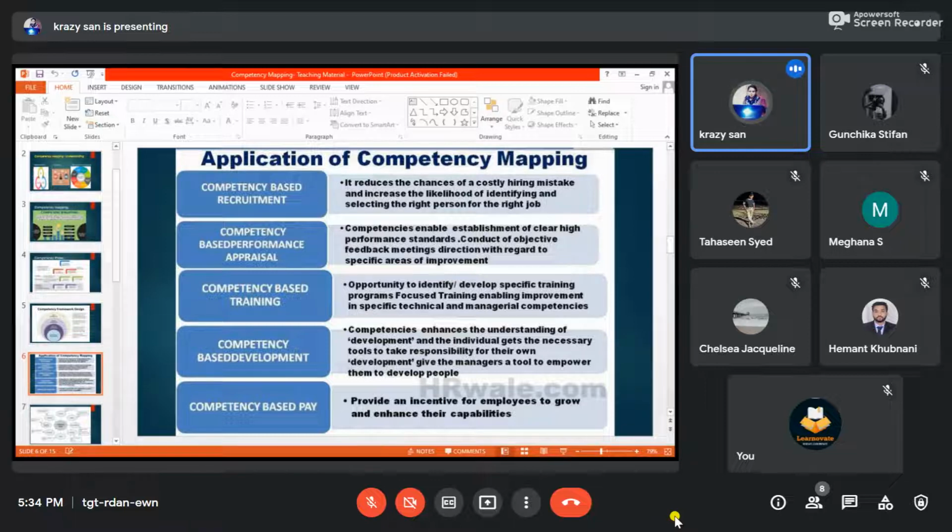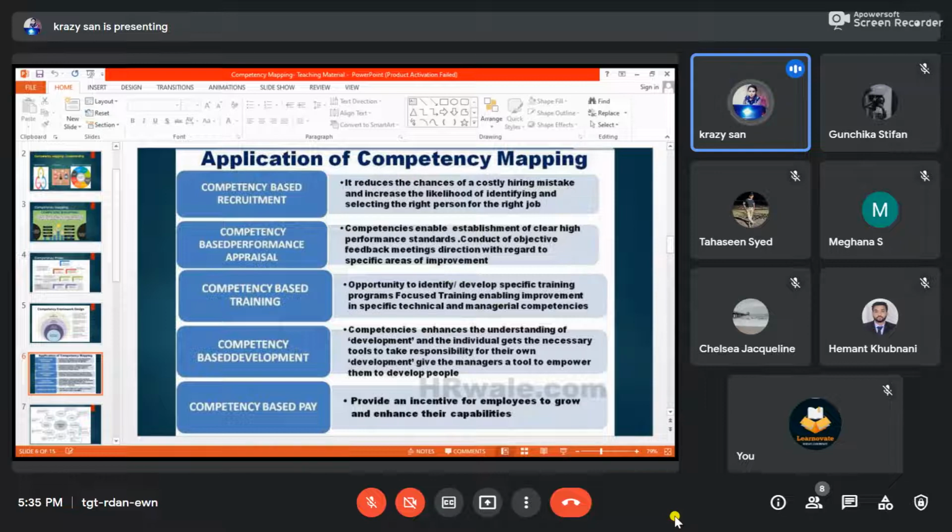Then comes competency-based development. Here you should understand that this enhances the understanding of development, and the individual gets the necessary tools to take responsibility. Development never means only your human resource needs to get developed. Both your organization and your people require it. Even a lower-level employee in your organization needs development, and a higher-level employee also needs development. So give them managerial tools to empower them to develop people.